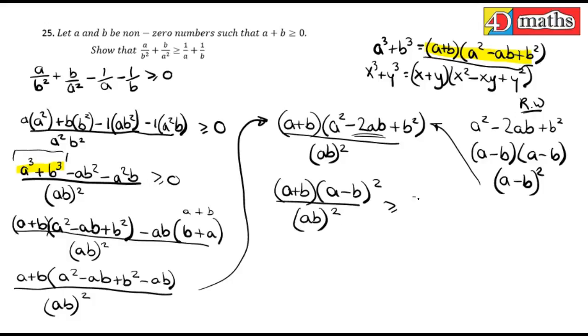Now, is that greater than or equal to 0? Yes, it is, because they told me up in this part that a plus b was greater than or equal to 0, and that's that there. So this is definitely positive. A minus b all squared, and because it's squared, that's also positive. And a squared b squared, when anything is squared, is also positive. So all of it is positive. So therefore, this is true. It's greater than or equal to 0.